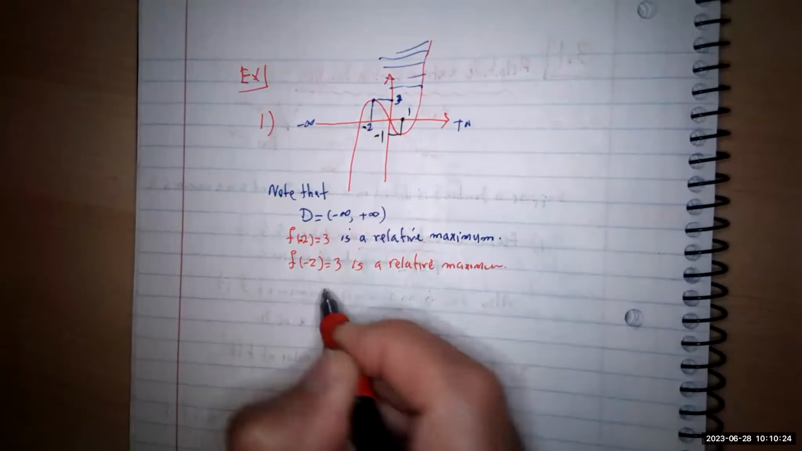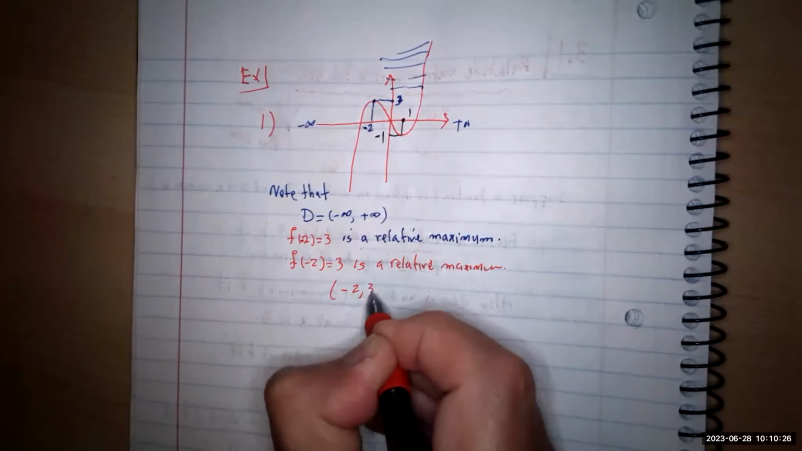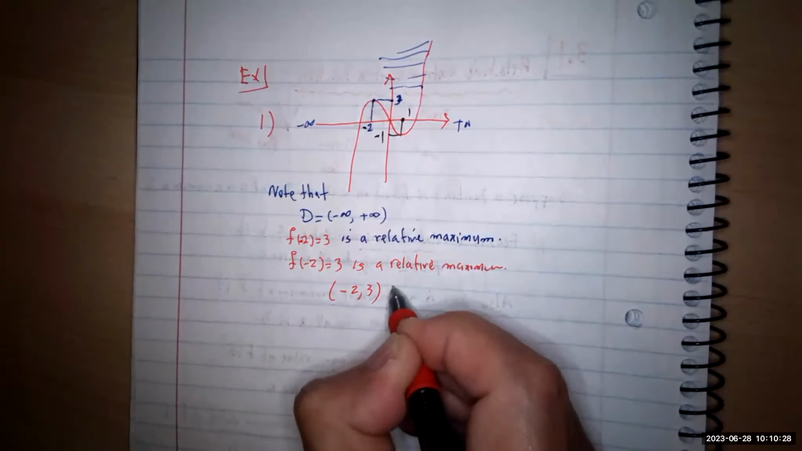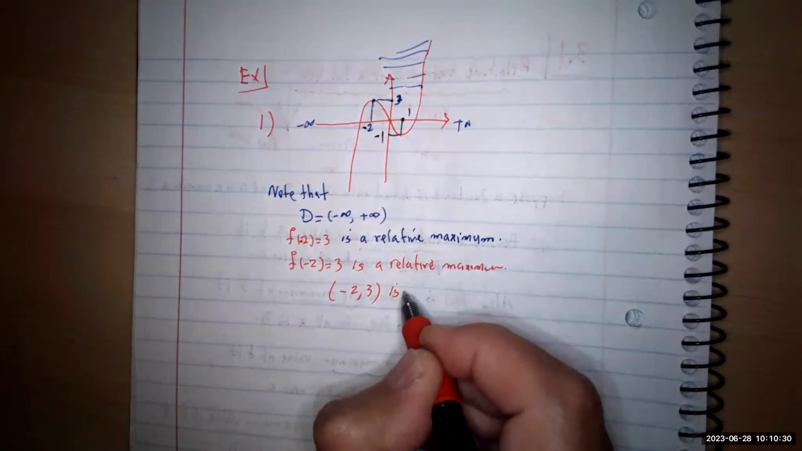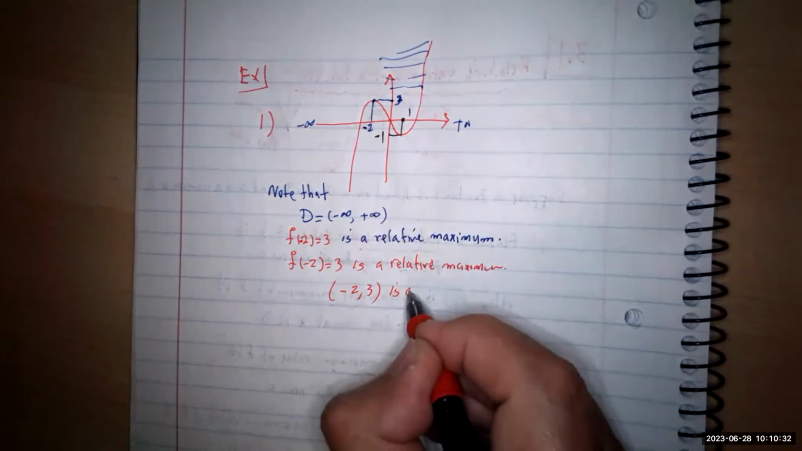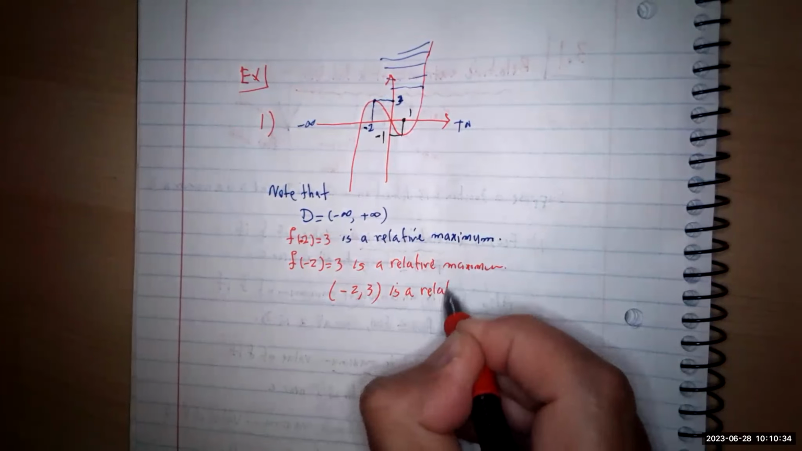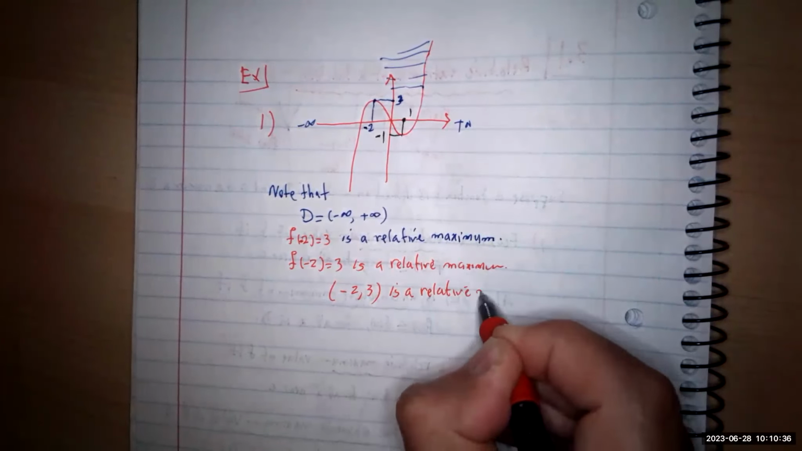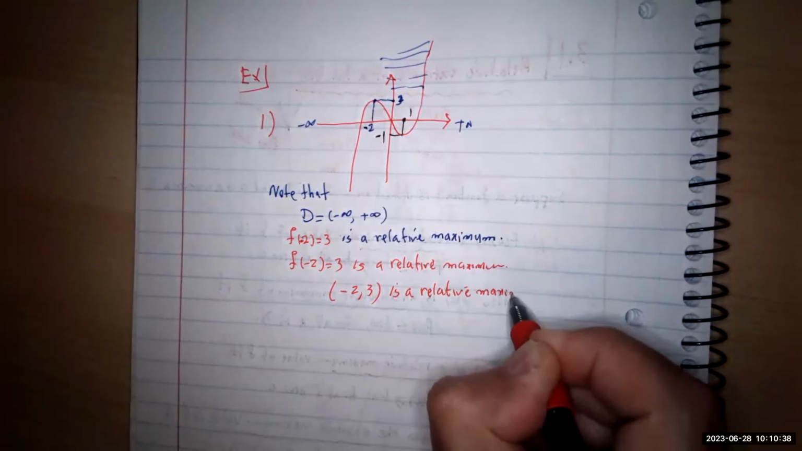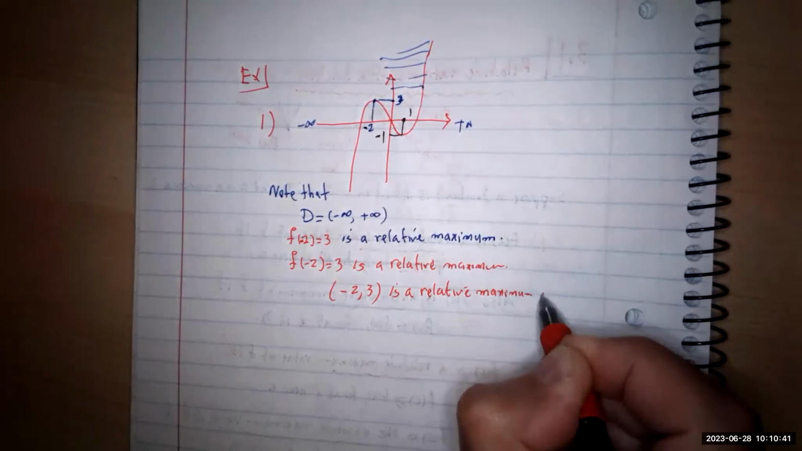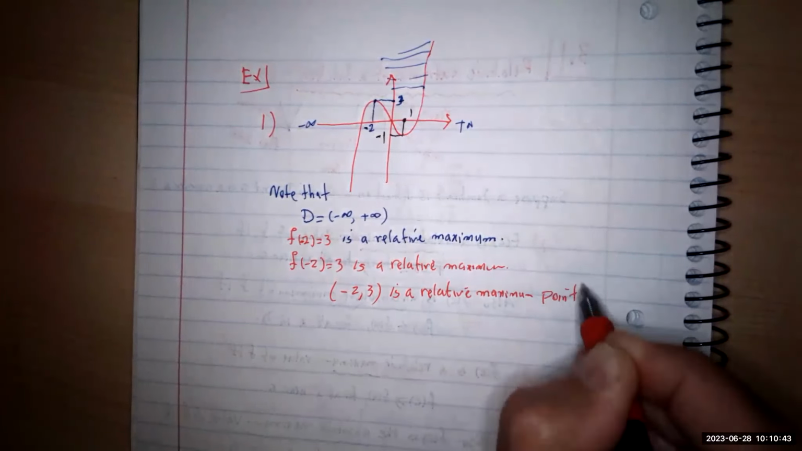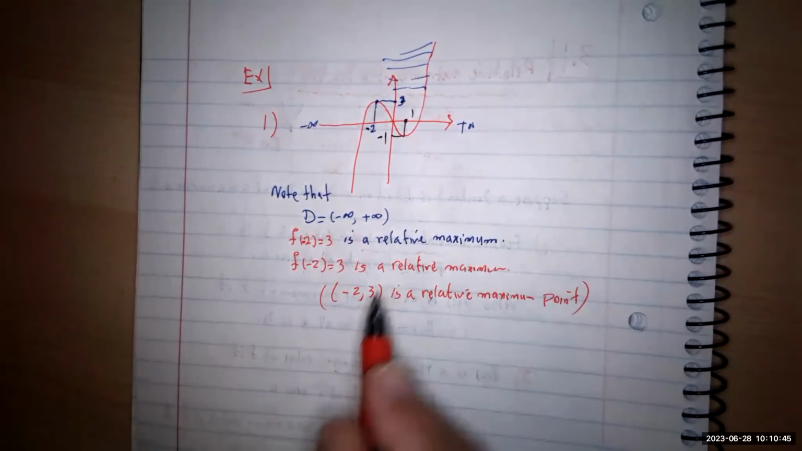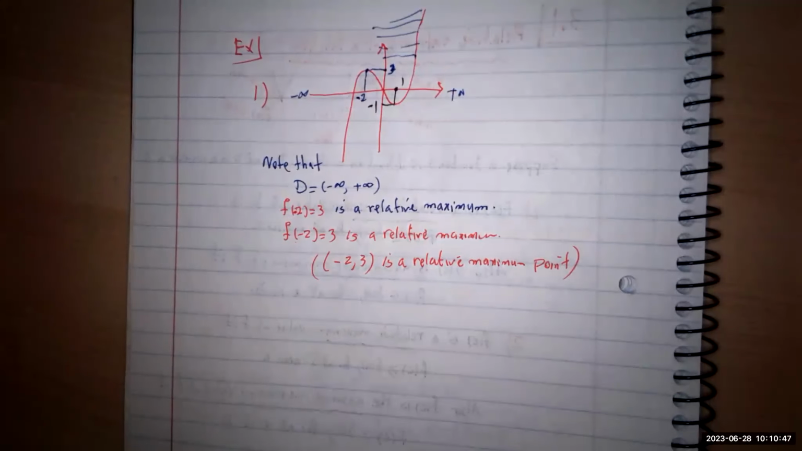Okay, maximum. You see -2 and 3, and we don't usually use, this is a relative maximum point, if you like, maximum point. We are going to be interested in this version, f of -2 equals 3, is going to be a relative maximum. Okay, so that's going to be case one.